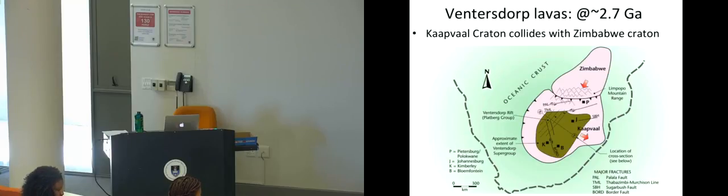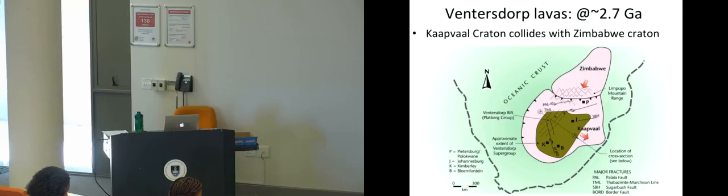So the Zimbabwe craton is similar in composition to the Kaapvaal craton. There's greenstone belts and granites. And because of plate tectonic processes, these two cratons collide. It's similar to what we see today, where the African and Asian plates are colliding and produce the Himalayas mountains. So that's why we have the Himalayas: two continents colliding and forming a mountain belt.